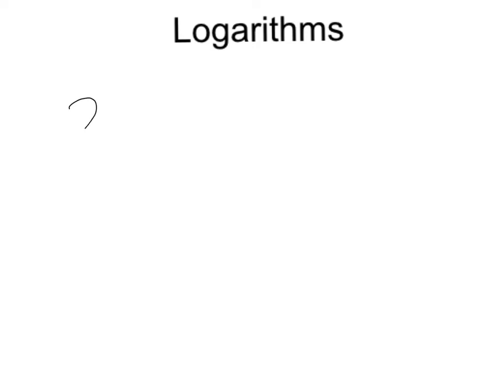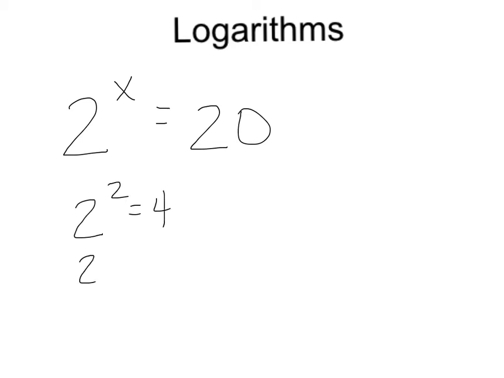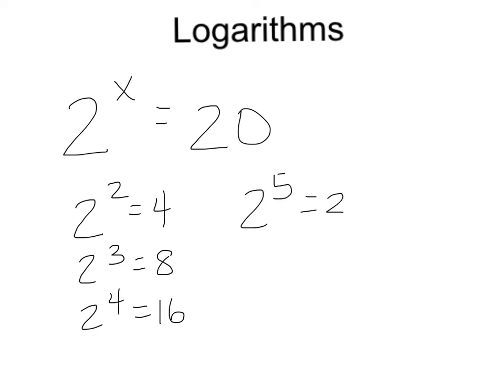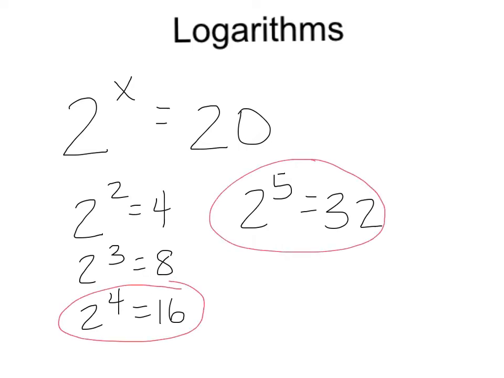What if I wanted to figure out what power I'd raise 2 to get 20? Well, 2 to the second was 4. 2 to the third was 8. 2 to the fourth was 16, almost there. And 2 to the fifth is 32. So I don't have my answer because it's somewhere between 2 to the fourth and 2 to the fifth.